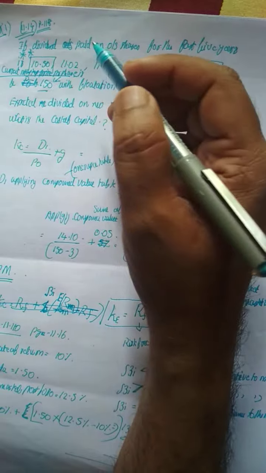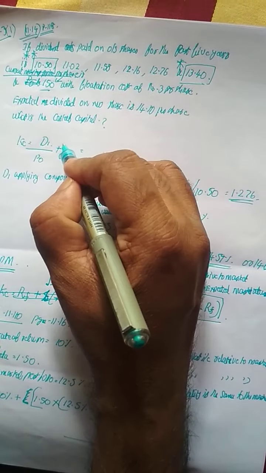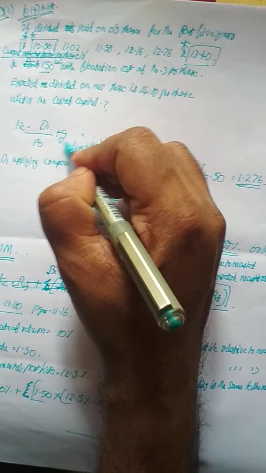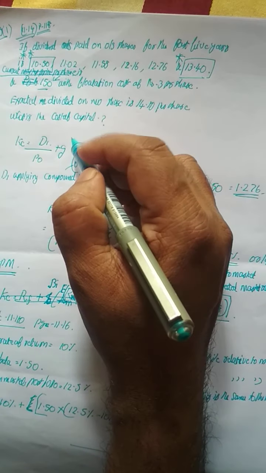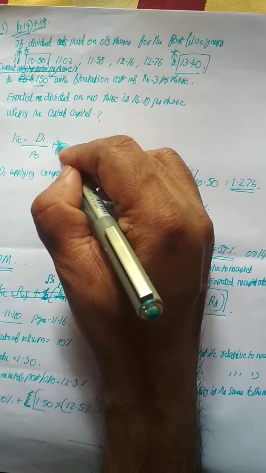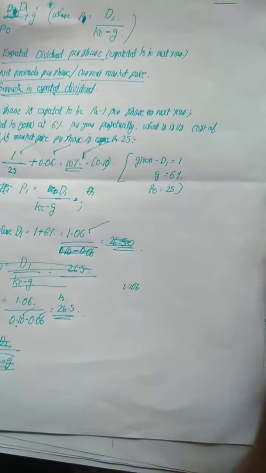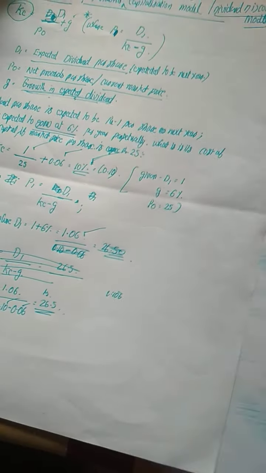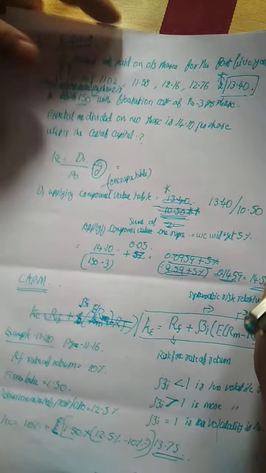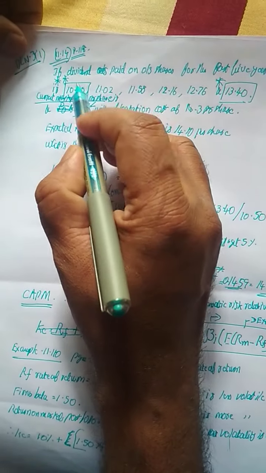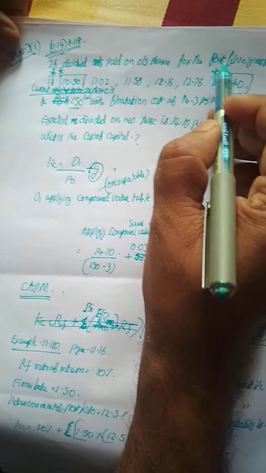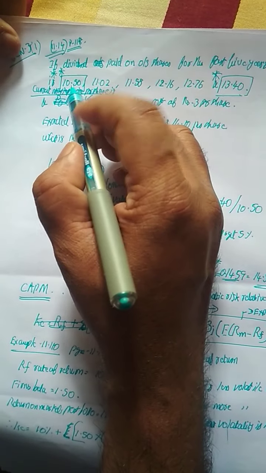Sometimes the growth of the dividend in the last problem which we dealt with in the last video was given directly. I am taking that page. Dividend growth was 6%, which was given directly. Sometimes it will not be given directly. Instead of that, the dividend for the last five years will be given. Let us check that.